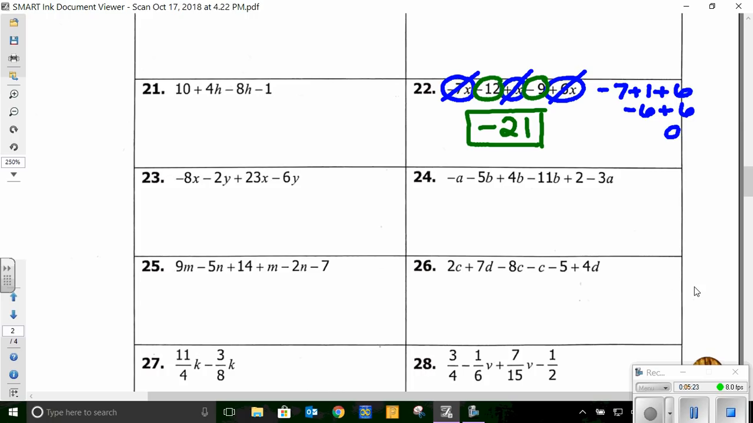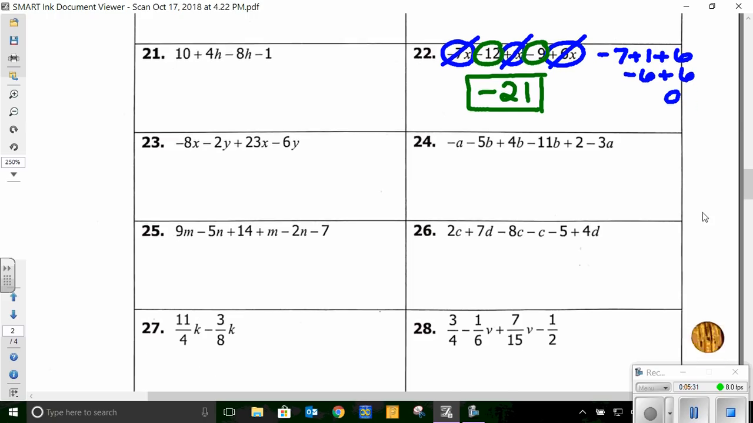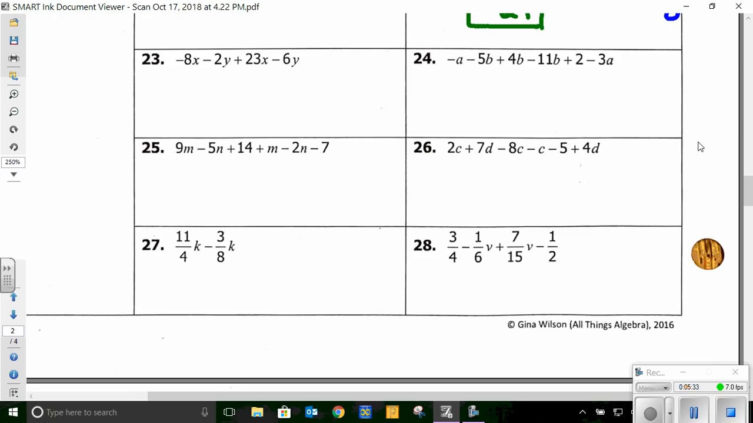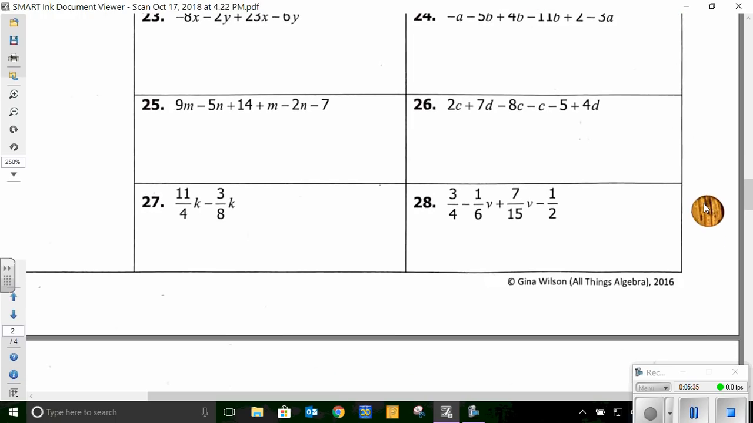Don't worry if the x's go away, or maybe even all the constants go away, and maybe we were left with, say, something like 8x. That can happen. The next one we're going to work on is number 26. Now this time I have two different sets of variables. I have C's and I have D's, and then of course I have a constant in there as well.